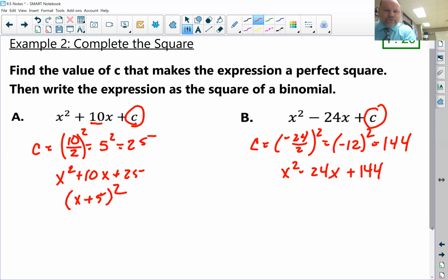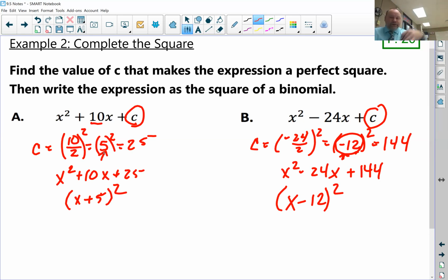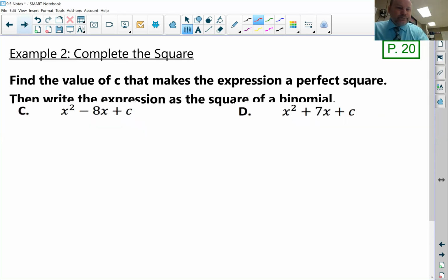And so the factored form, the square of the binomial, in this case, it's going to be x minus 12, the quantity squared. So it's always going to be whatever this value is, and I should have left this one in parentheses before we square it, in our factored form. All right, oops. Try a couple more here.